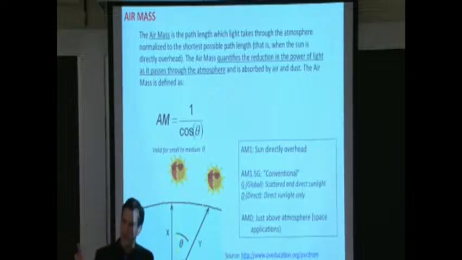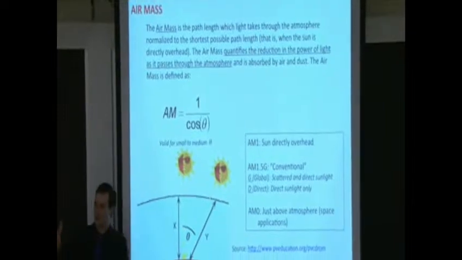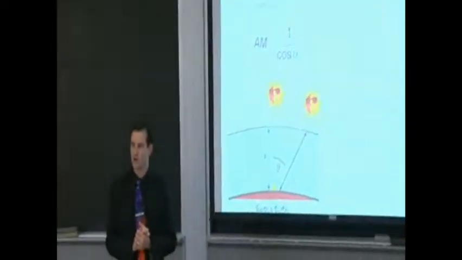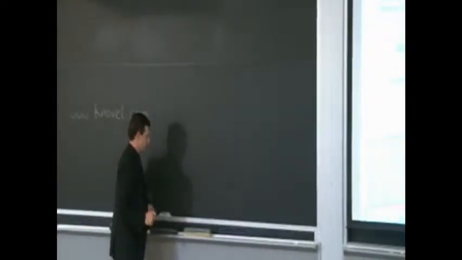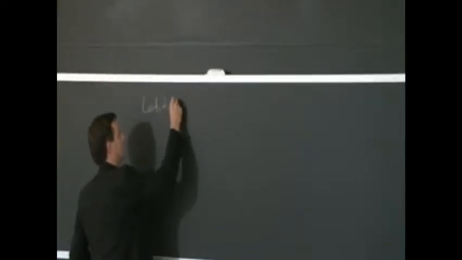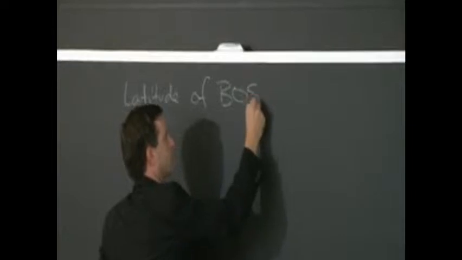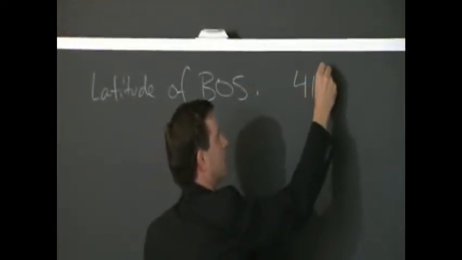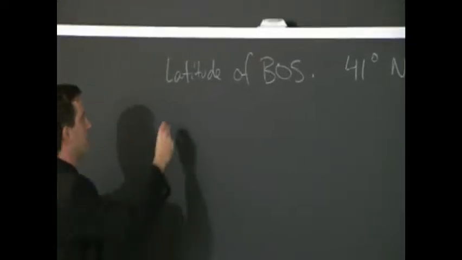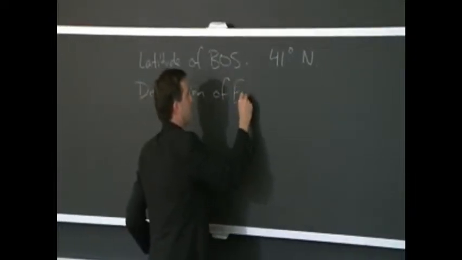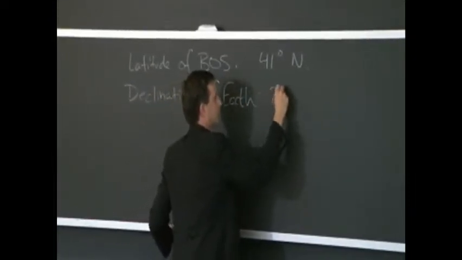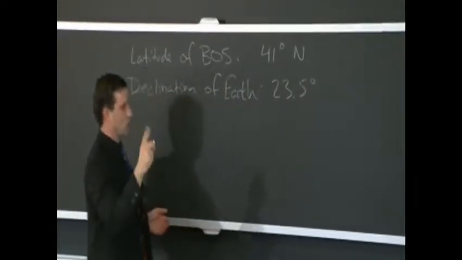What did we learn about the declination angle of the Earth? It's about 23.5 degrees, right? How far north are we? What is our latitude here in Boston? 41, 42-ish, right? So let's, for simplicity, say that here in Boston, our latitude, of Boston Logan Airport, is approximately 41 degrees north. And let's say that the declination of our planet is approximately 23.5 degrees. Right.